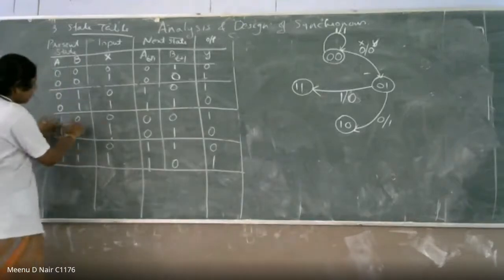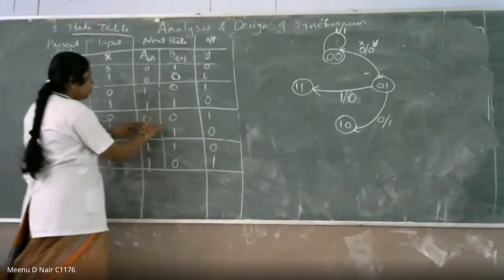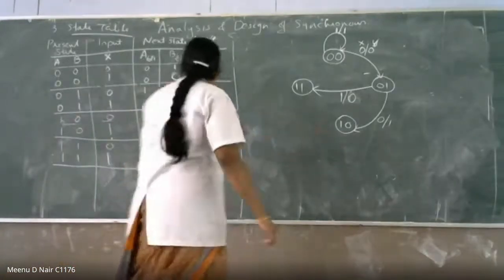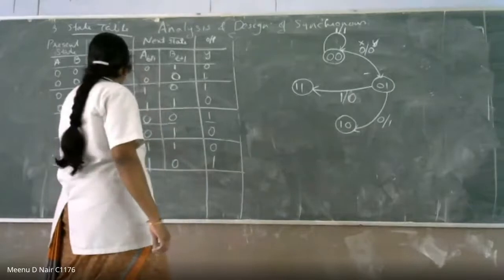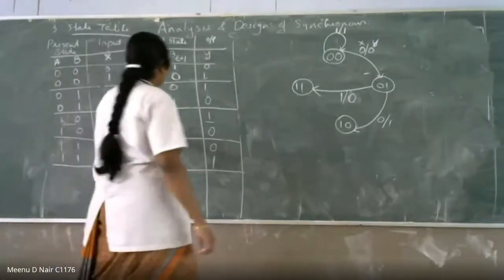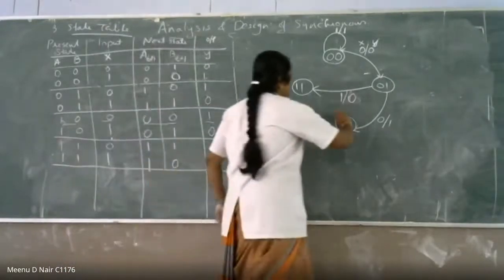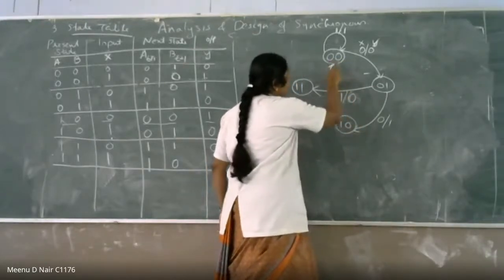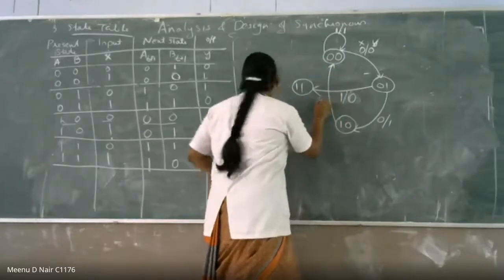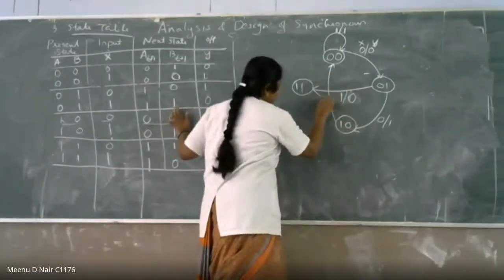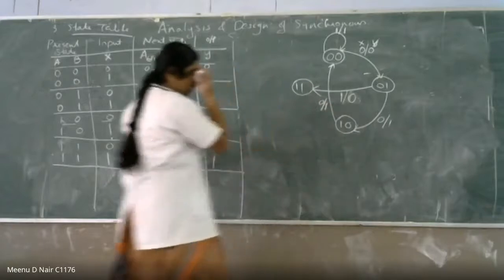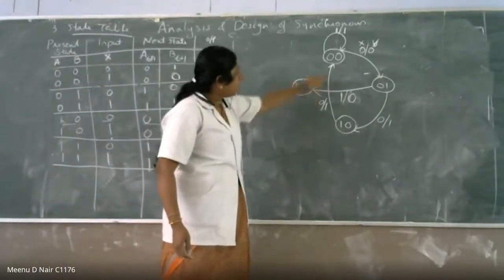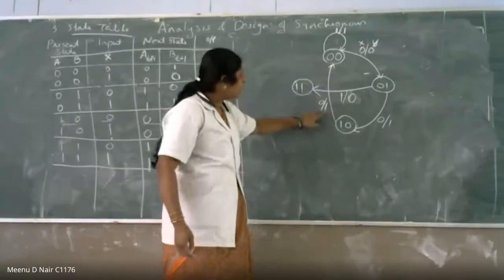So next is 1, 0. If you are giving an input 0, it will move to 0, 0 with an output 1. It will be moved to 0, 0 with the input as 0 and output as 1. Okay. Is that okay? Is that clear? 1, 0, when you are giving input as 0, it will be moved to 0, 0 with an output 1.